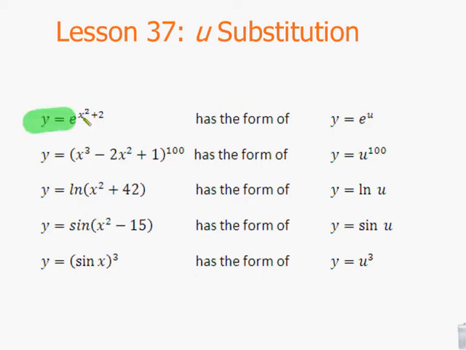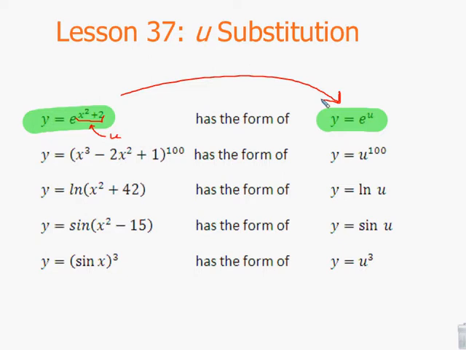lines here, we have y equals e to the x squared plus 2. Well, what we can do is we can recognize that as really y equals e to some power, and we use u to represent an expression usually. So here we have this part right here, that's going to be our u. And so instead of putting y equals e to the x squared plus 2, we're going to put y equals e to the u, which is something easier to differentiate.